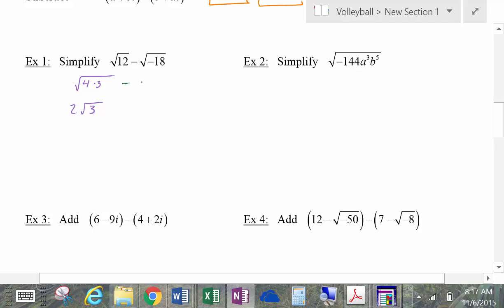All right, square root of, I'm actually going to put it as negative 1 times 9 times 2, just so we know the square root of negative 1 is i. All right, so we have a square root of 9 is a 3. Square root of negative 1 is an i. And we have square root of 2. Any questions about that? So you always take out the negative inside the radical to make it i.